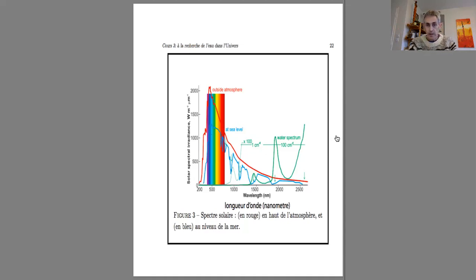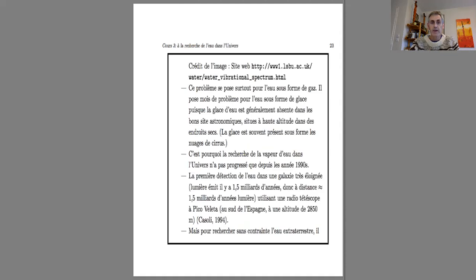And to help make this clear, we have the absorption spectrum now of water shown in green. And we see strong absorption here at near 2000 nanometers, or 2 micrometers. Okay, so that highlights the problem that we're facing. And I should mention I got this image from this website.